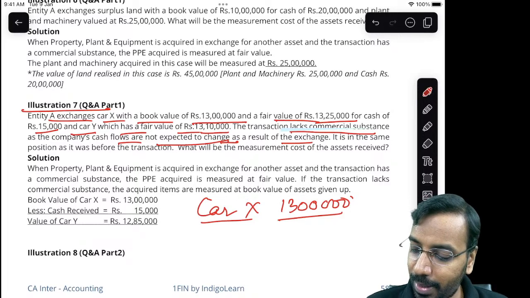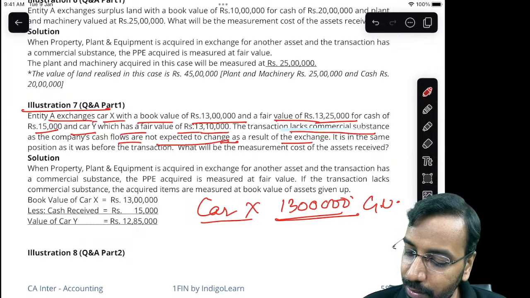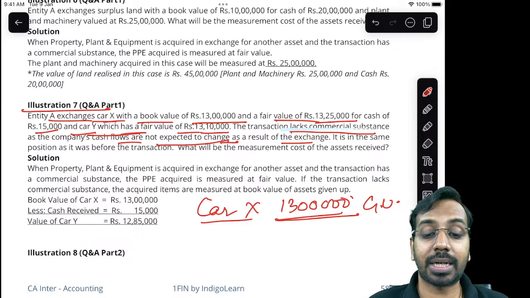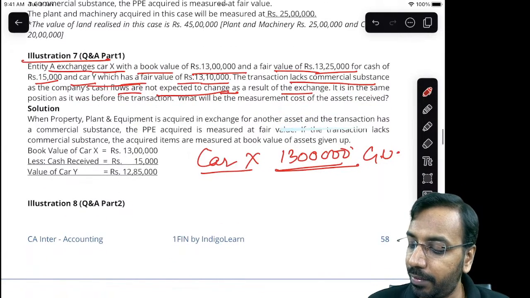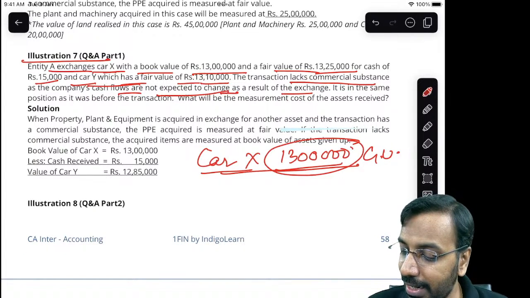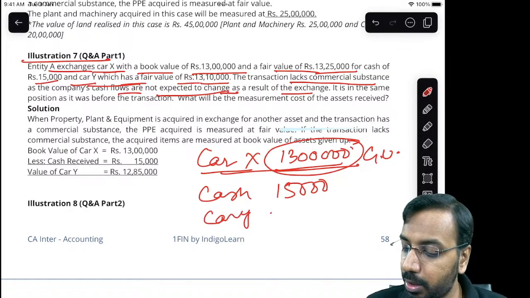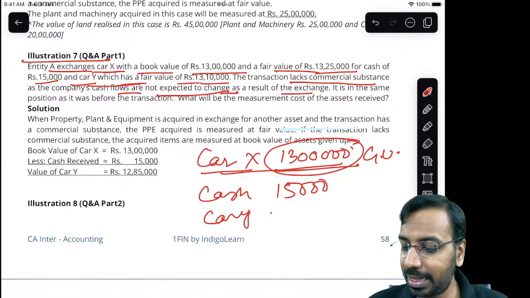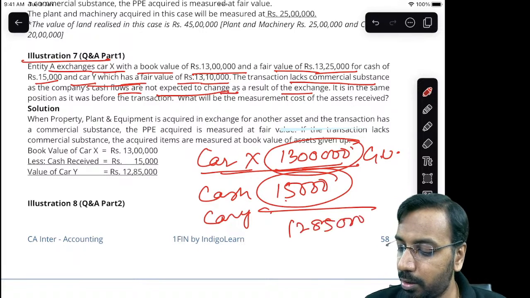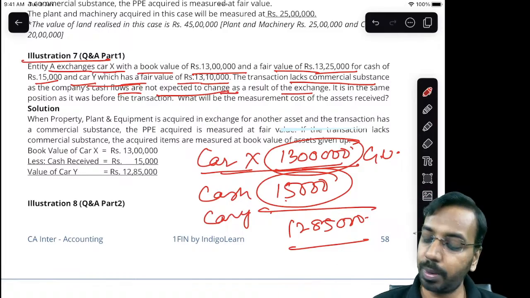So again, coming back, 13 lakhs is the asset given up, and car Y we have received at 13 lakh 10,000. Now, if the transaction lacks commercial substance, what do we do? We will take the carrying amount of the asset given up. So what did we give? We gave car X. What did we get? We got cash of 15,000 and we got car Y. So car X, when I gave it for 13 lakhs, 15,000 I got in cash. So the balance 12 lakh 85,000 pertains to the value of car Y at which it should be recognized.